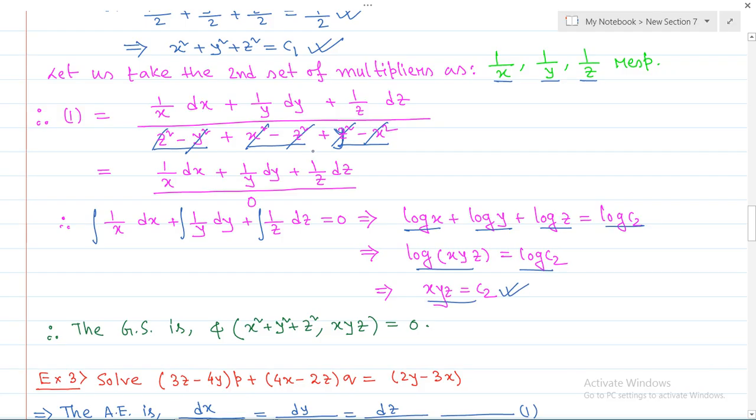So what is our general solution then? The general solution will become phi of the first solution, x square plus y square plus z square, and the second solution, xyz.